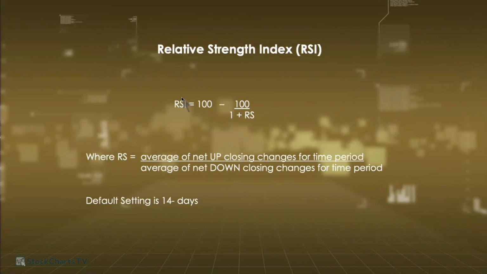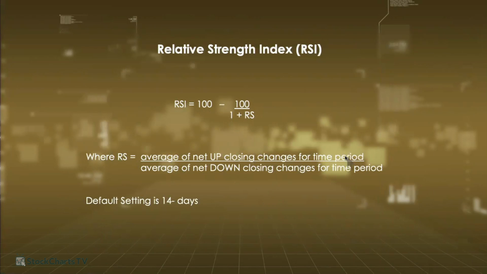So this is the relative strength index. This is relative strength through the days. So, the average of the net up closing prices for a time period. So think about over the last 5 days, since we're using 5 on a lot of these, or actually we'll use 14 since that is the default setting.